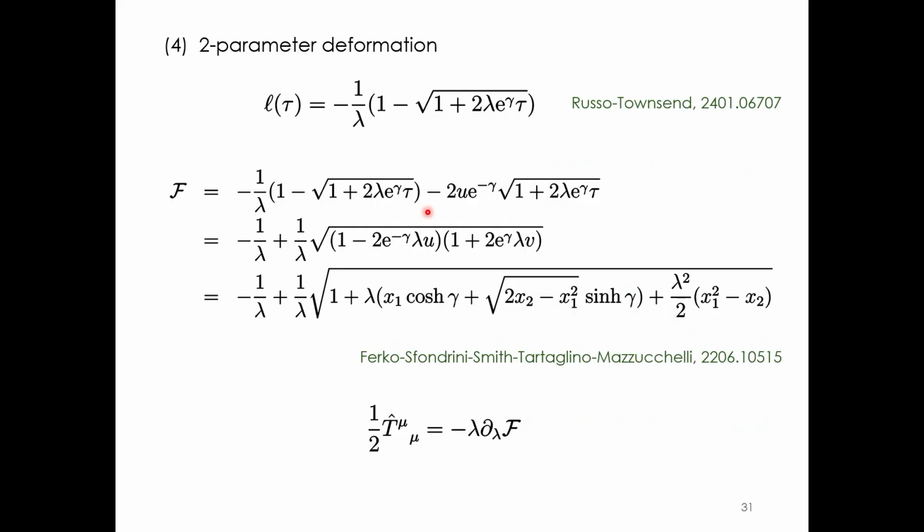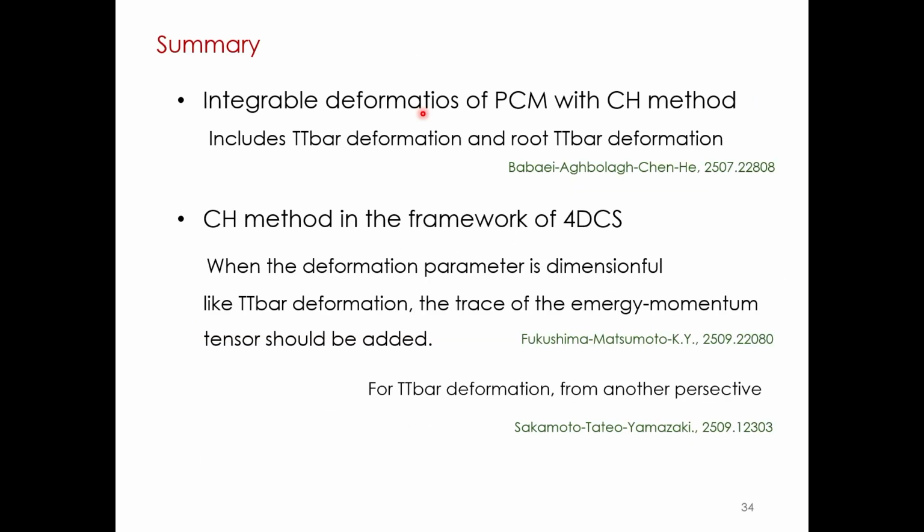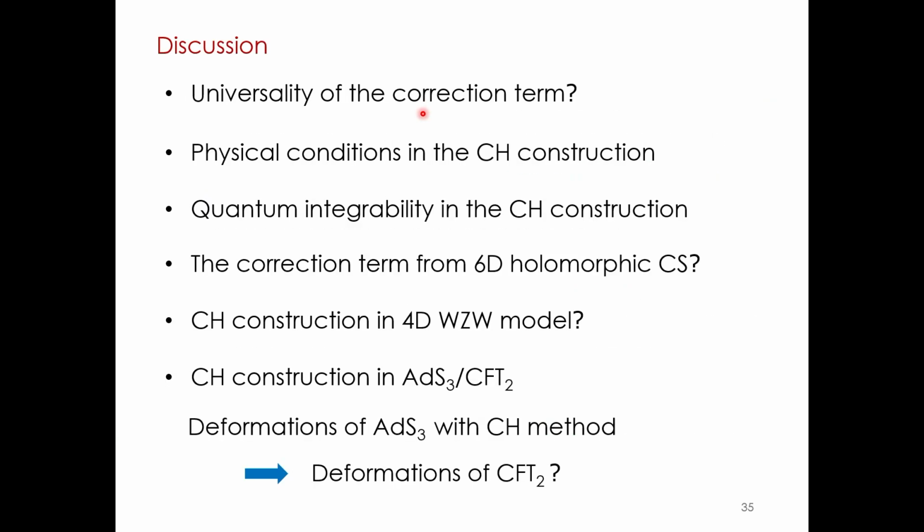For example, here, this is a root TT bar. This is a TT bar deformation, but here I took the minus signature. For the minus signature, we can well define the undeformed limit. But if we take the plus signature, the undeformed limit is not well defined. So in this sense, the deformation is not invertible, but still integrable. Integrability is preserved, but the undeformed limit is not ensured. So we should be careful how to interpret the deformations based on the Courant-Hilbert construction.